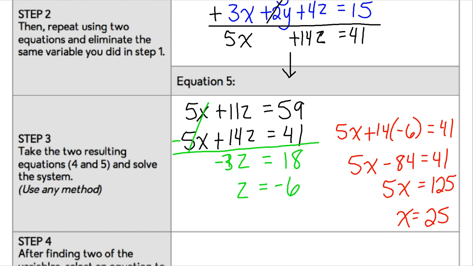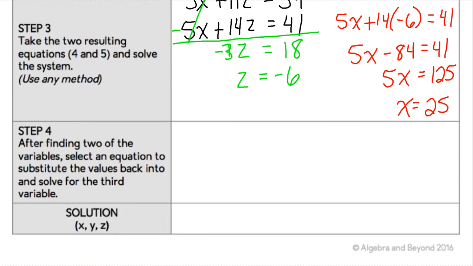So we used elimination to solve for two of the unknowns. Right now, if we go down to our answer place, I am looking for an x, a y, and a z. I know that z is negative 6, and I know that x is 25. The last thing I have to find is that y value in the middle. So we're going to select any equation from the original ones and plug that x and z in to find it. You can pick any of the beginning ones. I'm going to pick equation 2 because it has pretty low coefficients.